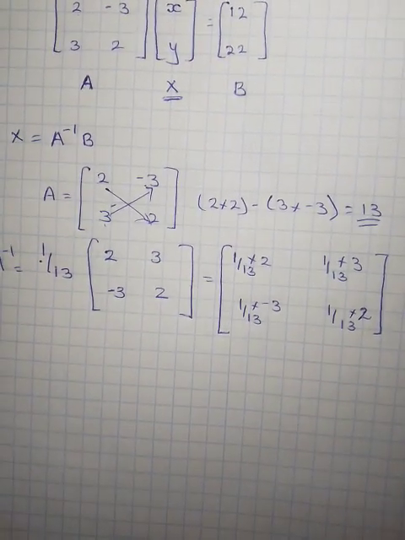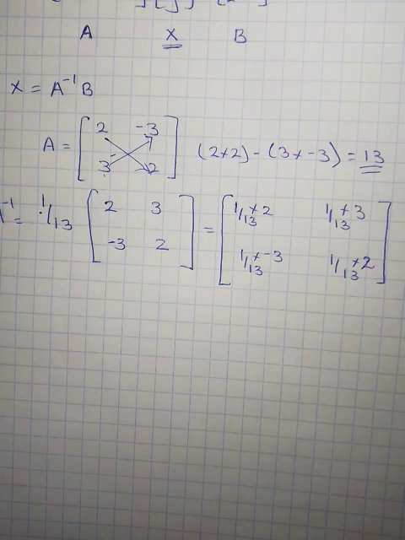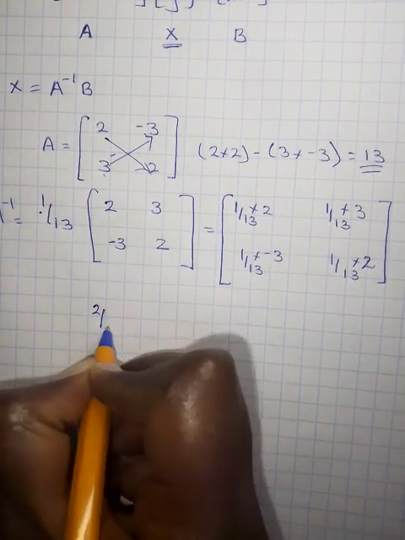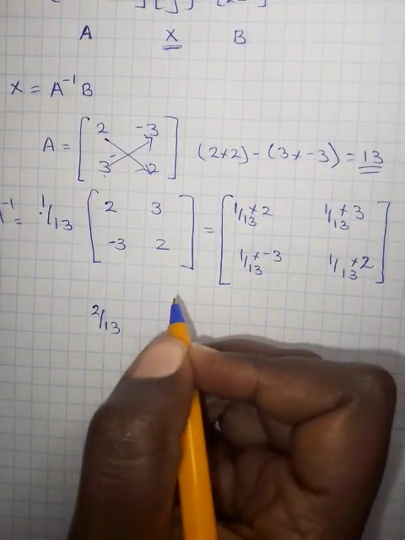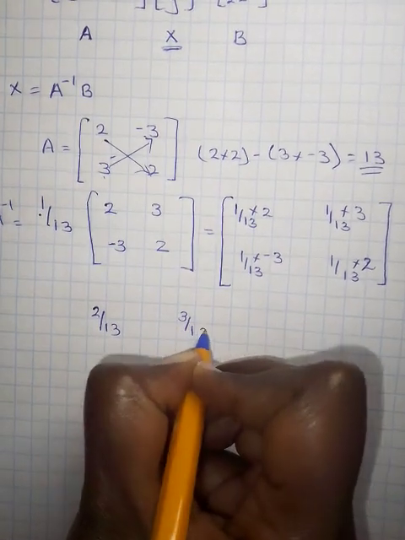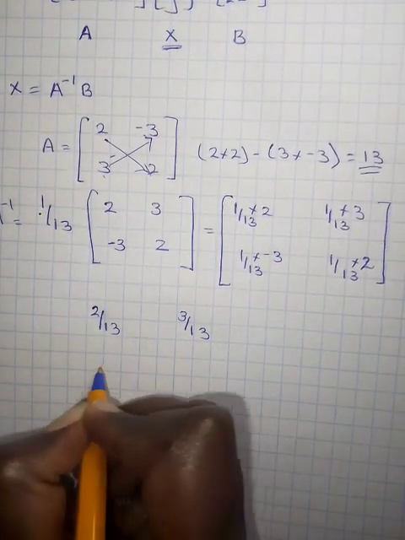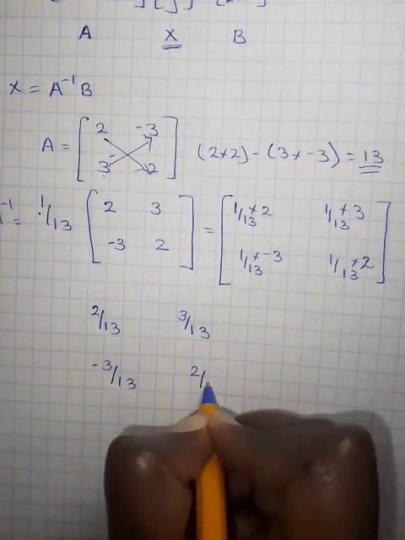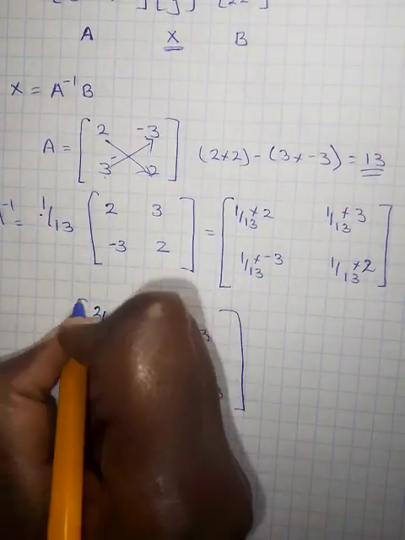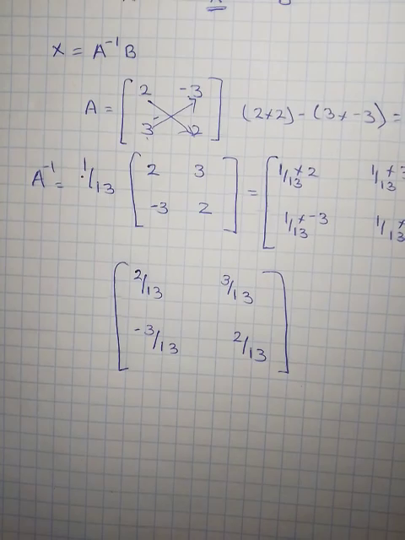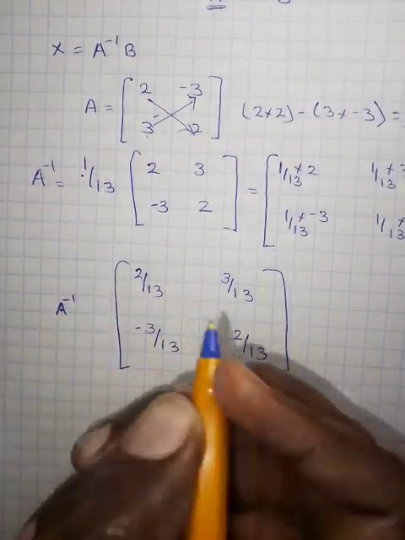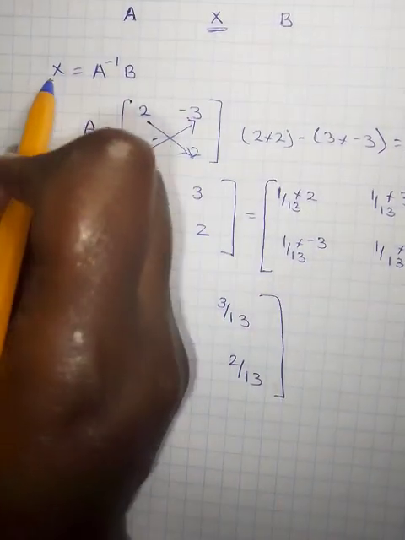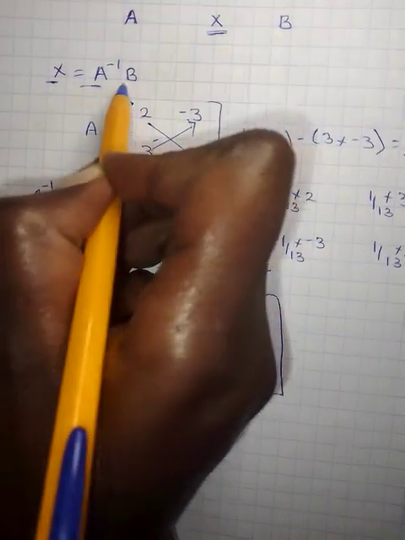Let us solve for that. 1 over 13 times 2 is 2 over 13. 1 over 13 times 3 is 3 over 13. 1 over 13 times negative 3 is negative 3 over 13. And then 2 over 13. This is the inverse of A. To get x, we'll take the inverse of A and multiply that by B.